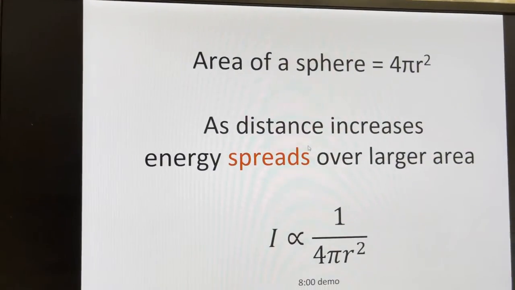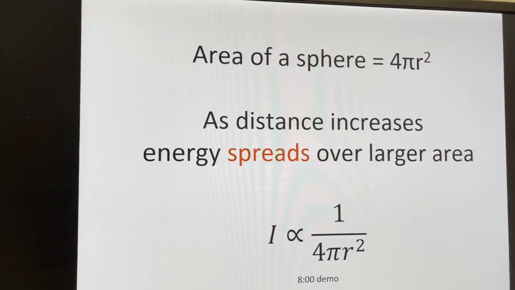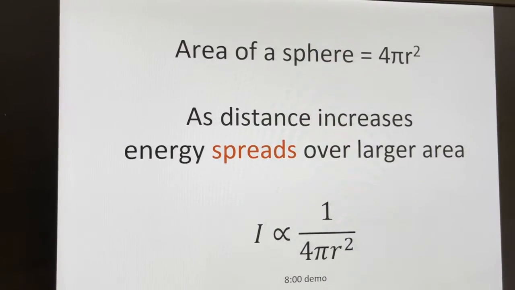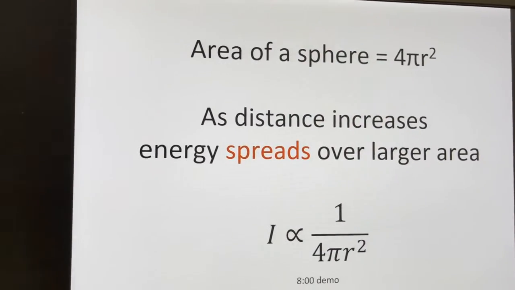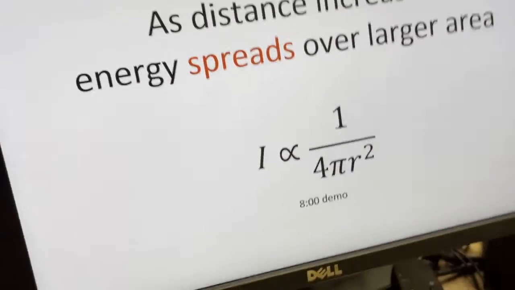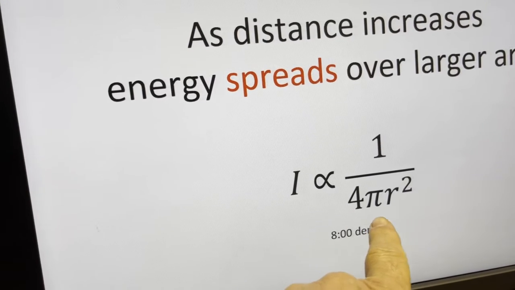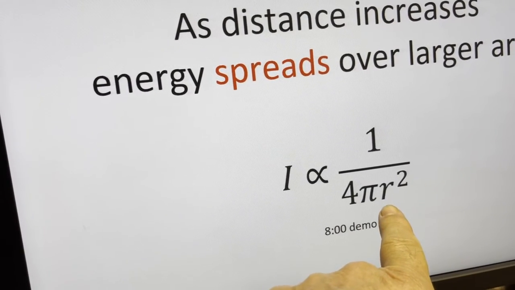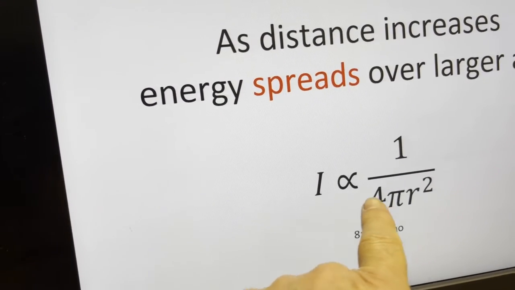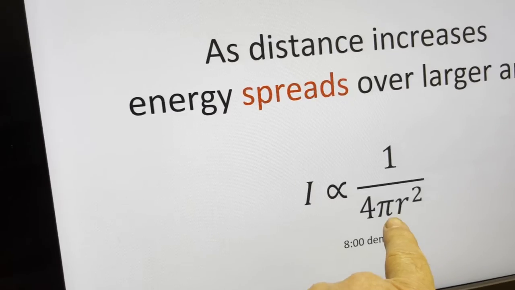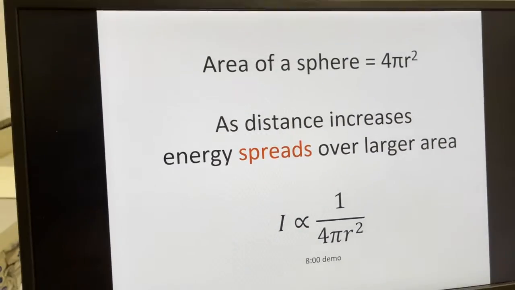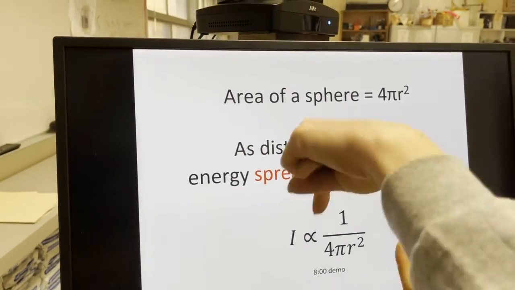Let's stop this, sorry. So the area of a sphere is 4 pi r squared. And so the farther out you get, as the radius, the distance gets larger, the intensity falls off proportional to the square of the distance. So that's the heart of the inverse square law.